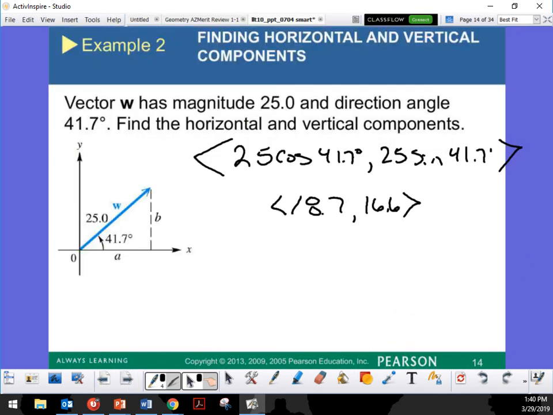So, what is my vector here? I did my horizontal component here and my vertical component here. So my A is 18.7 and my B is 16.6. Okay. Easy? Okay.